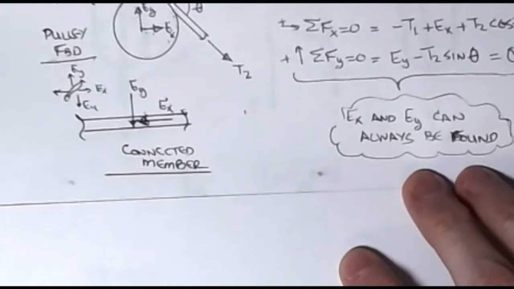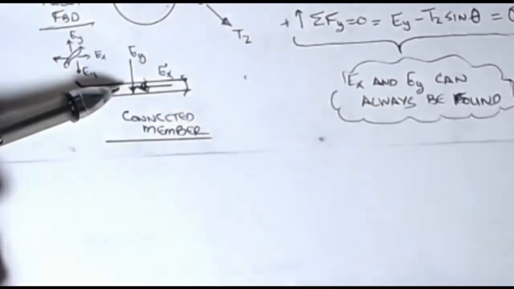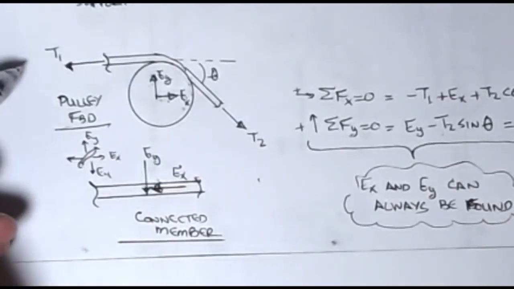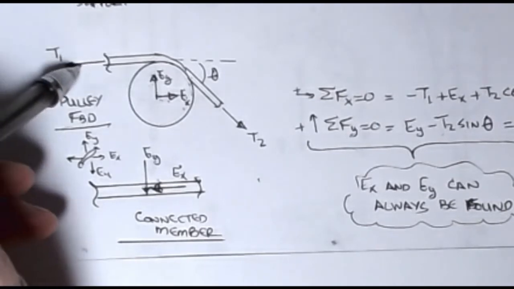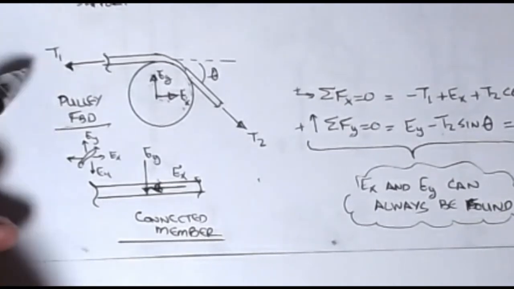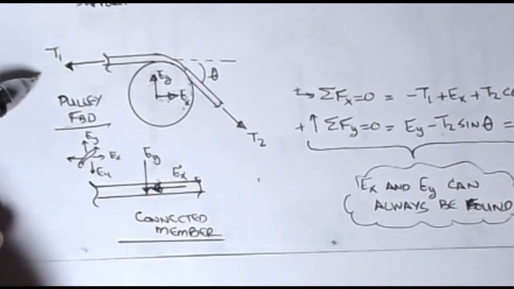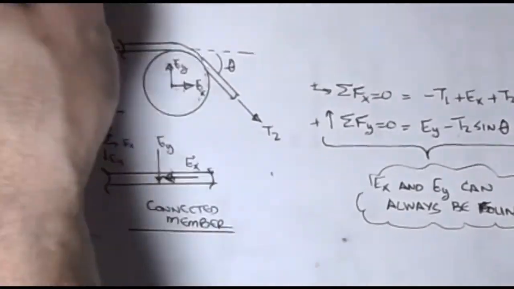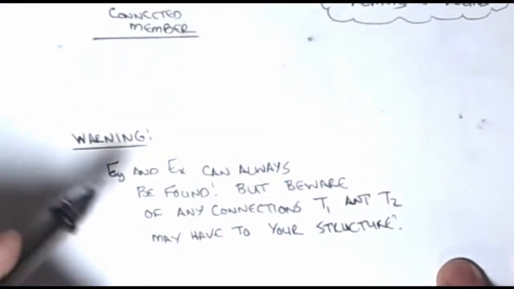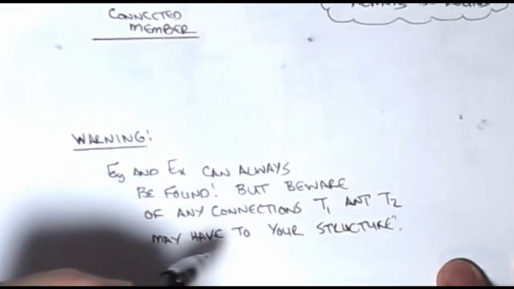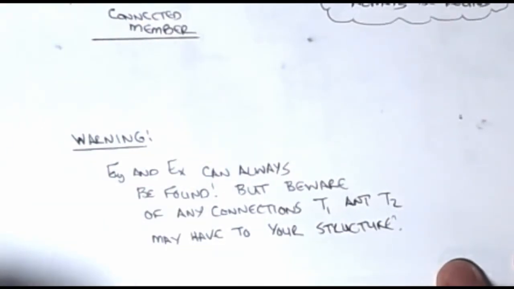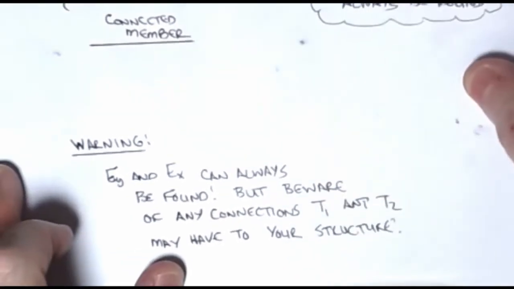The one thing you have to be worried about when you pull off T1 and T2 and go to this bar approach is if T1 and T2 are tied to your structure at some other point. I have to start worrying about where that force is coming in, because I've cut it now, and we'll show you an example a little bit later about how we account for those. That's my last note on this: EY and EX can always be found, but beware of any connections T1 and T2 may have to your structure, because they can put forces into other parts of the structure, and that's not uncommon. So that's basically what a pulley is.